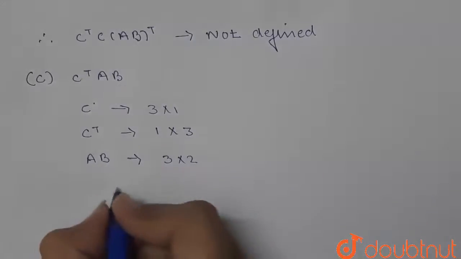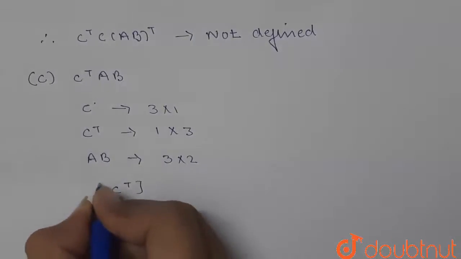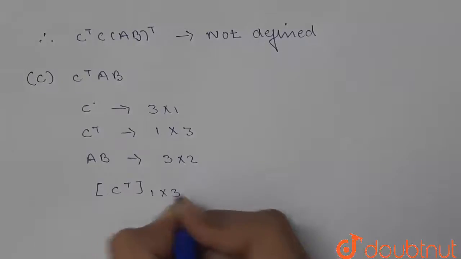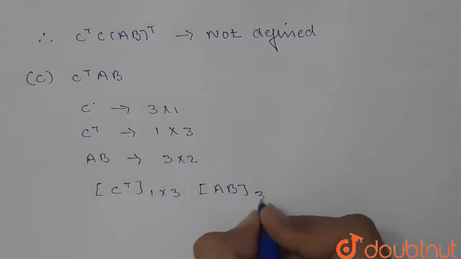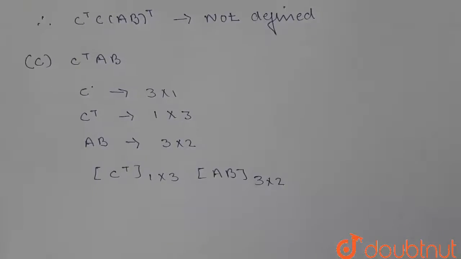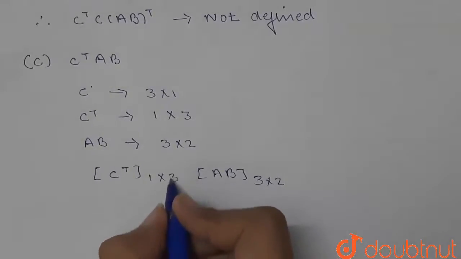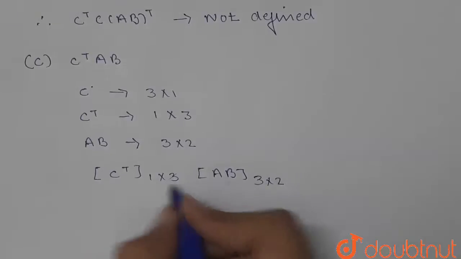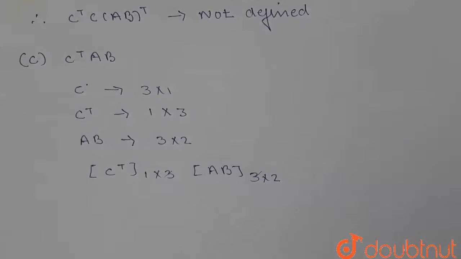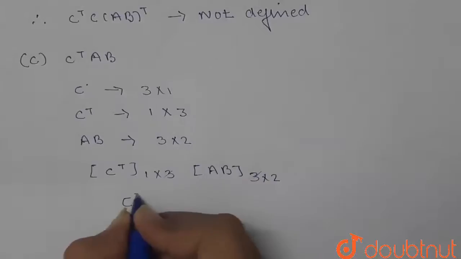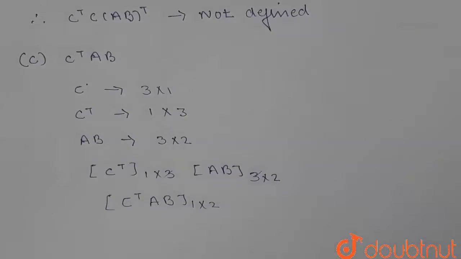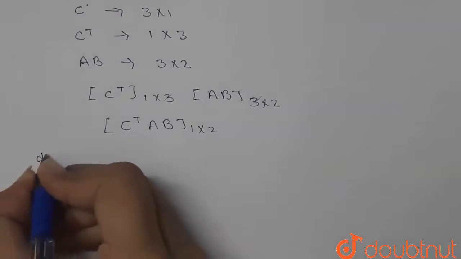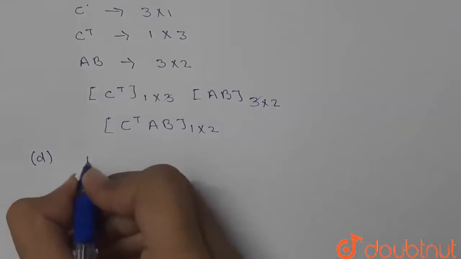Now if I put here, C transpose matrix order is 1 cross 3 and the matrix order of AB is 3 cross 2. So here we can see that the number of columns in this is equal to the number of rows in this. So this and this will get cancelled. That means when we multiply this, C transpose AB will come as a 1 cross 2 matrix. This is defined.